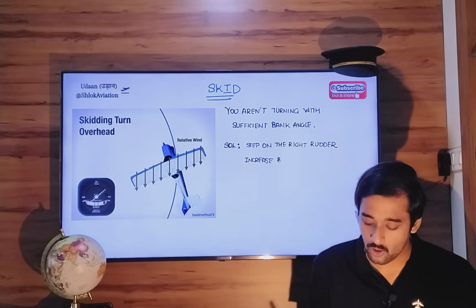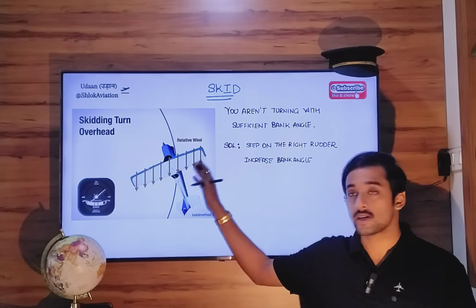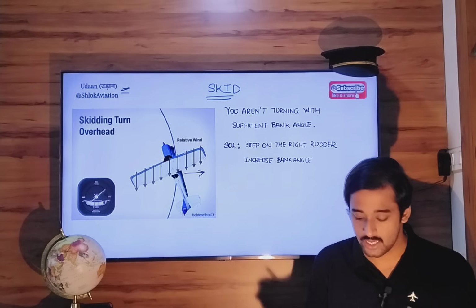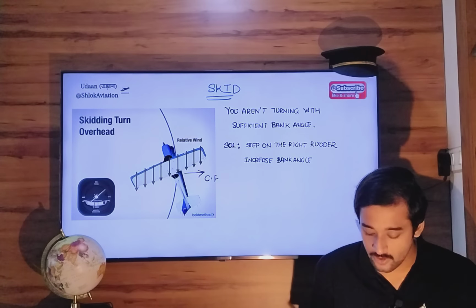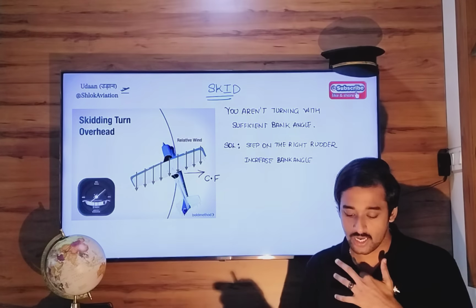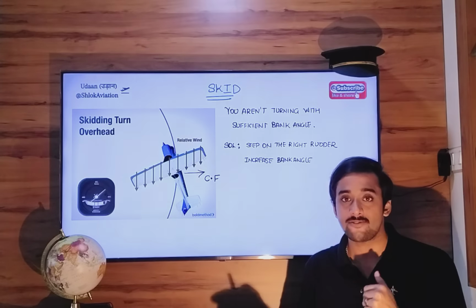Now why has this ball gone to the outside of the turn? Because it has gone to the outside of the turn to the right hand side under the influence of centrifugal force. Centrifugal force. So as a solution, I gave you two solutions. Step on the right rudder or increase your left bank angle.